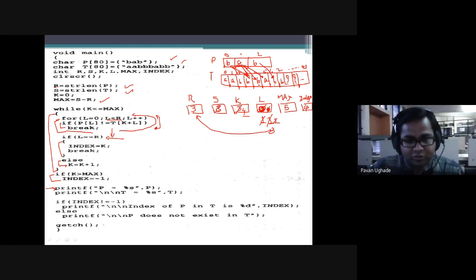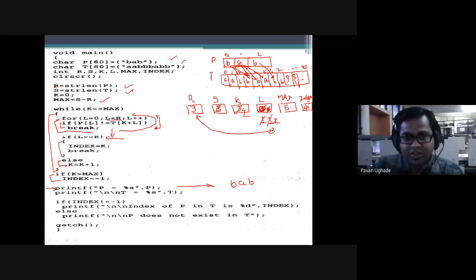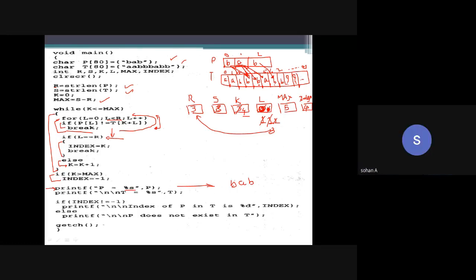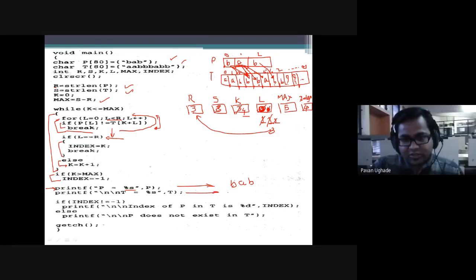Printf p equals percentage s, p. What will it print, guys? What is the answer of this? It is saying percentage s, p. What was the value of p? No, you are printing the string BAB. In the same fashion, I'm going to print T. What was T? It was A, then triple B, then A, and double B.